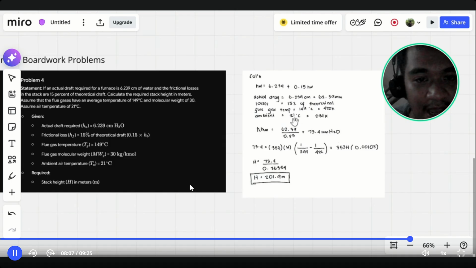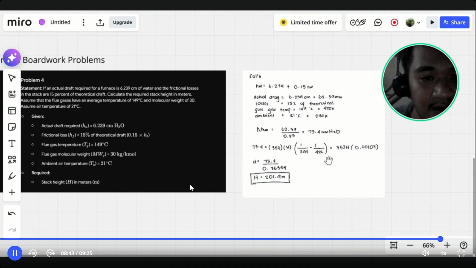For the ambient, we have 21 Celsius converted again, plus 273, so we have 294 Kelvin. For the H_T, we have 62.39, divided by 0.85, and we get the answer of 73.4 millimeters water. Then transposing, we have 73.4 equals 353 times H, times 1 over 294, then 1 over 422.